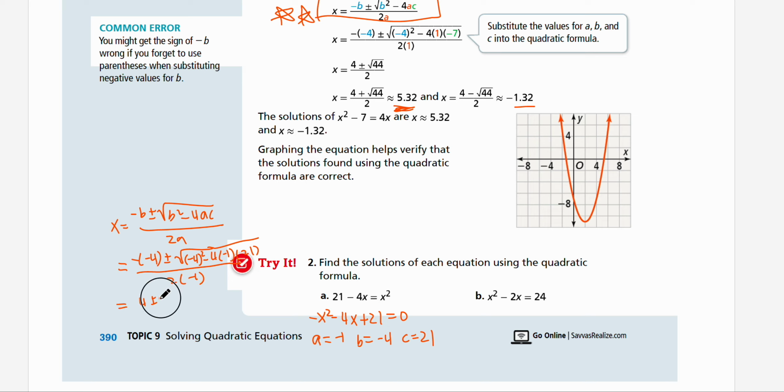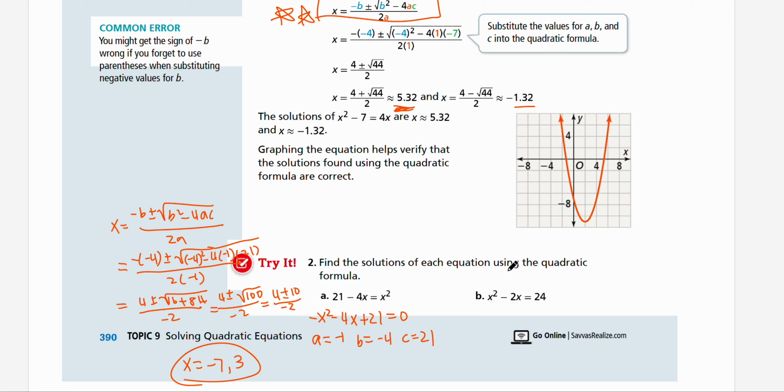And so 4 plus or minus 16 plus 4 times 1, 4 times 21, 84 all over -2. And so if you simplify that, 100. Ooh, this becomes plus or minus 10 over negative 2, and then it's a nice little integer, so x is equal to negative 7 or 3.